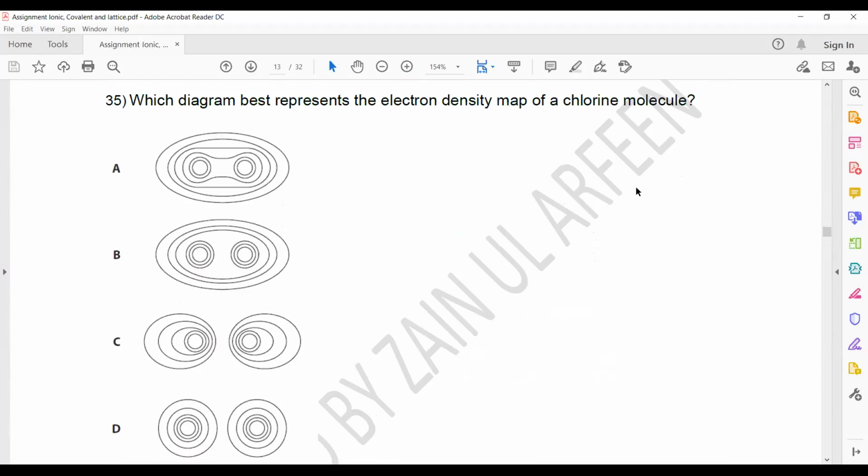Question 35, what could be the answer? Which diagram best represents an electron density map of a chlorine molecule? Electron density map for a chlorine molecule.